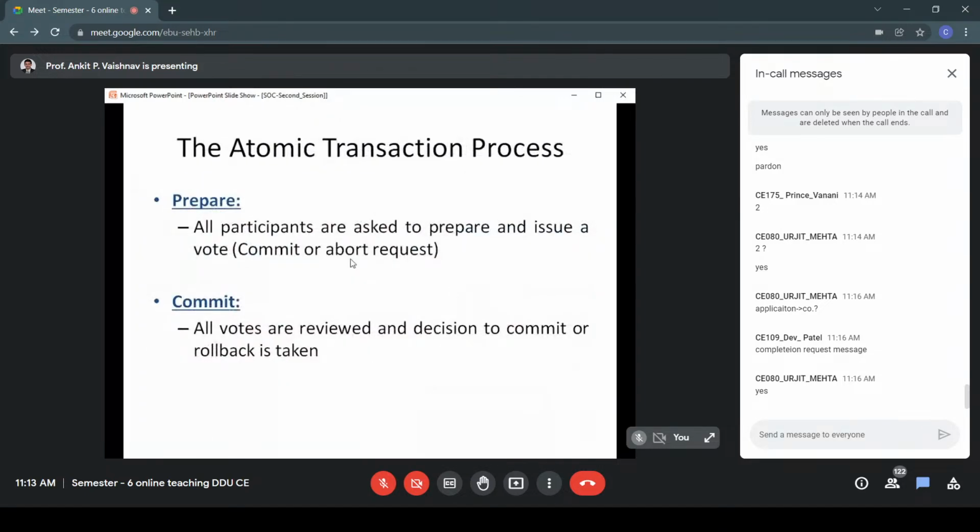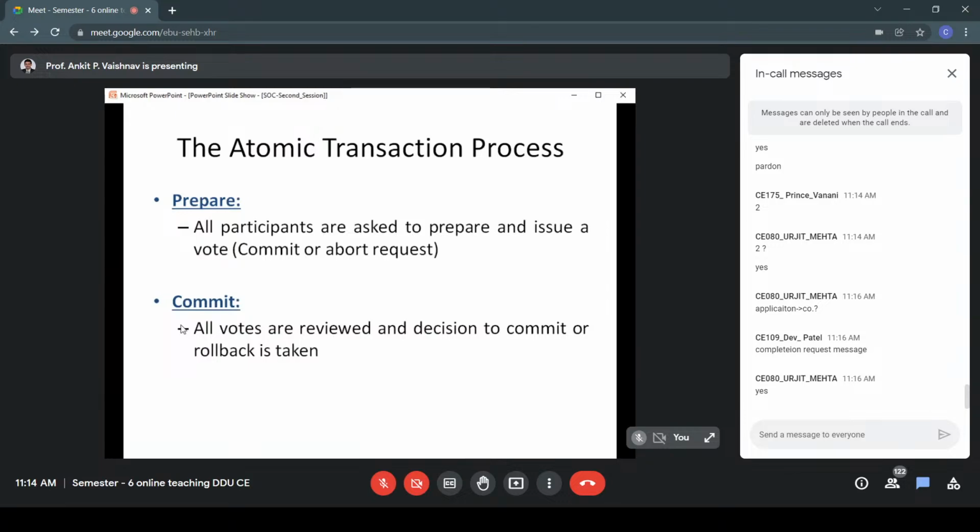Let us look at that. All participants are asked to prepare. That means prepare or be ready for completion and issue a vote. Now, a vote can be either of two things, commit or abort. Obviously, this is about atomic transaction. So if all the participants give you commit, then the final output will be commit. But if any one of the participants sends you an abort, then the entire transaction will be rolled back. Fine. So that is going to happen in the commit step.